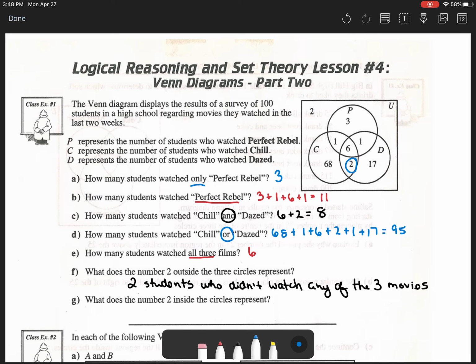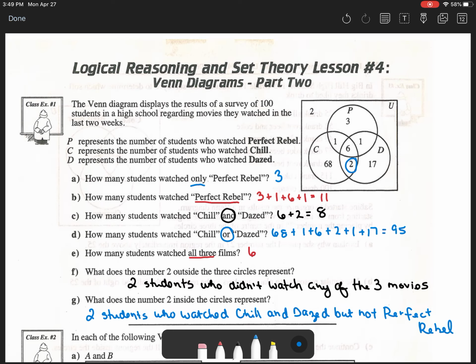Okay, and next it says, what does the number 2 on the inside of the circles represent? So that 2 right there is the one they're talking about. So they're inside circle C and D, but it's not inside circle P. So that would be the 2 students who watched Chill and Dazed, but not the other movie, which was Perfect Rebel.